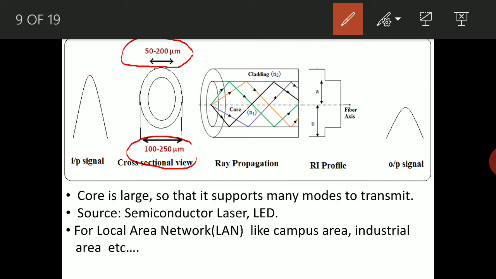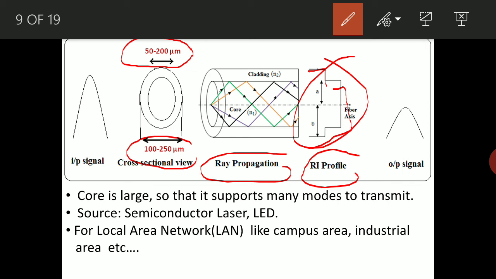And coming to the ray propagation, we observe there are more number of ray paths that can be transmitted. Therefore, it is multi-mode. More than one path exists. And coming to the refractive index profile, we observe that it is going to be the step change, that is the step index. Therefore, this is known as multi-mode step index fiber.